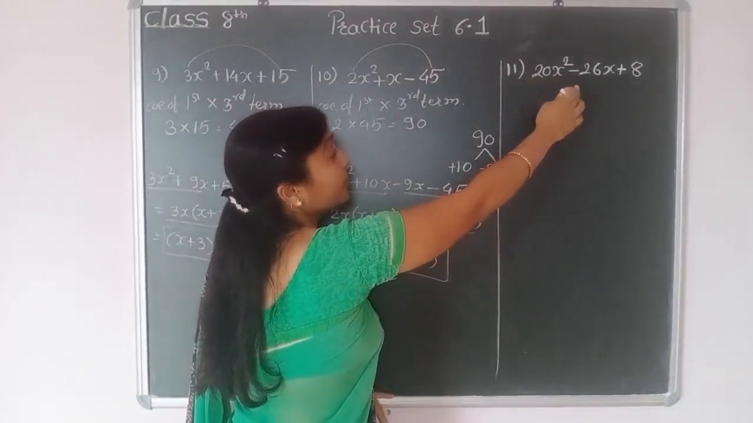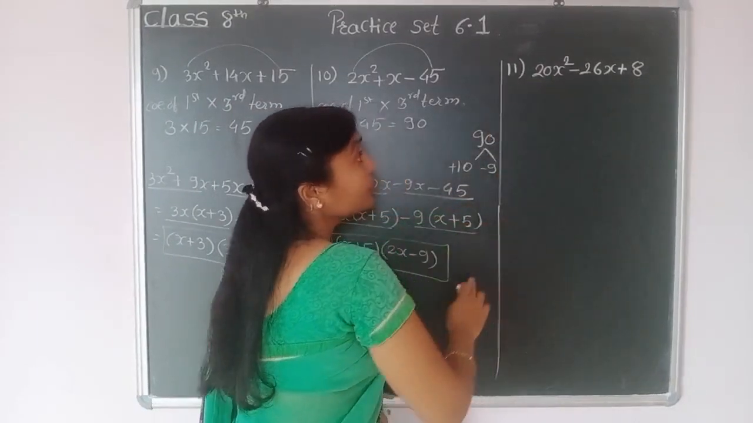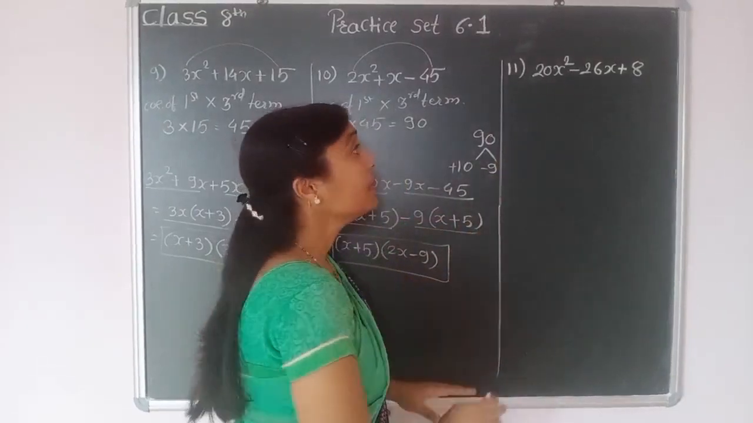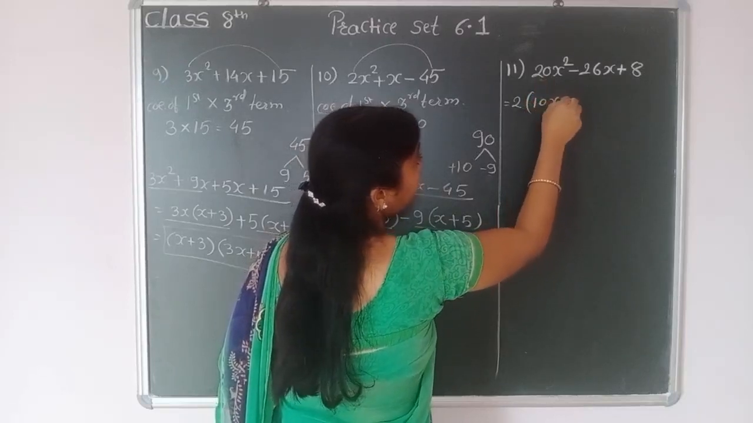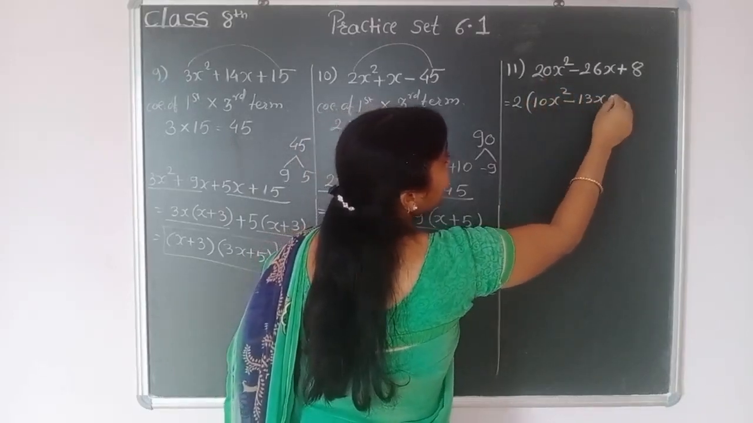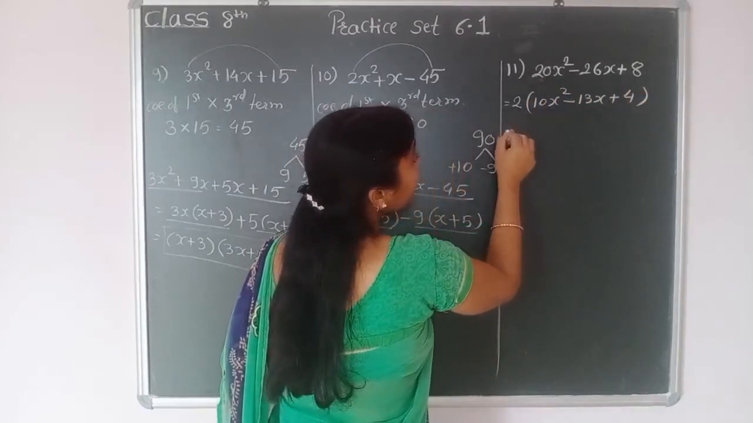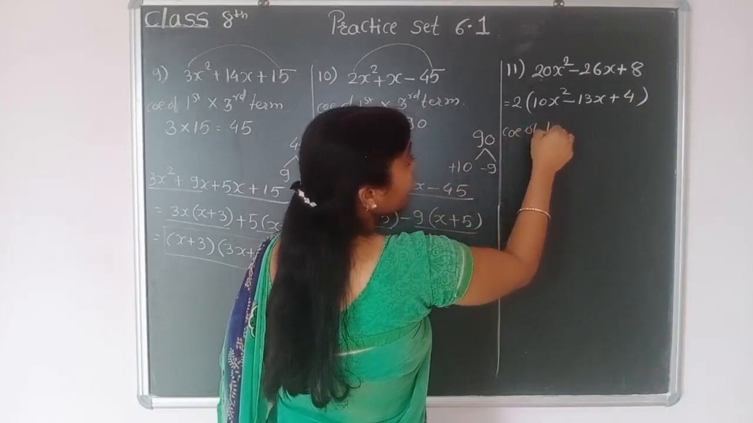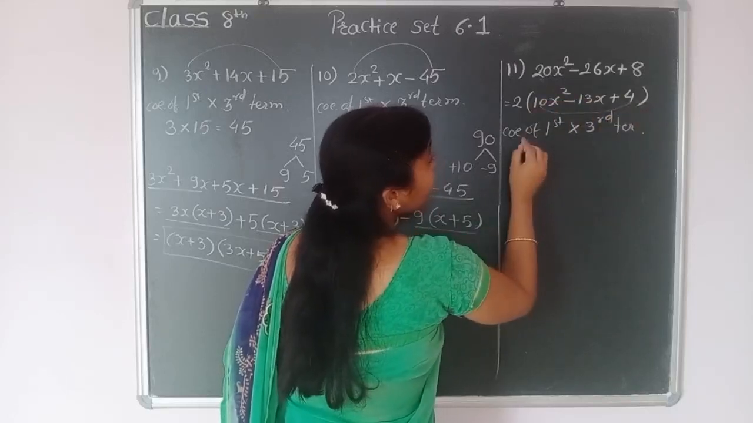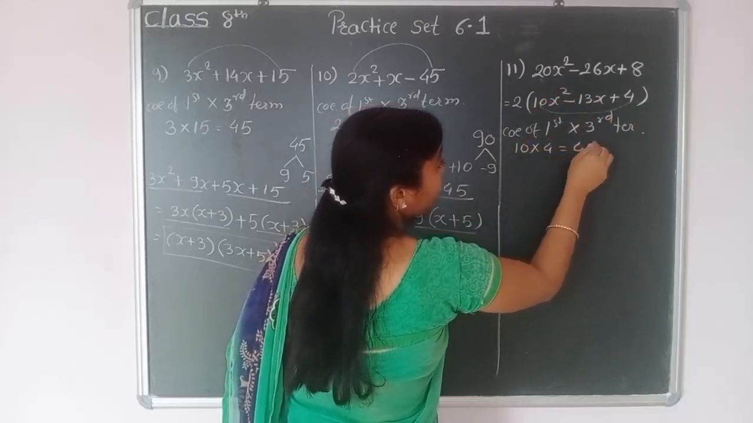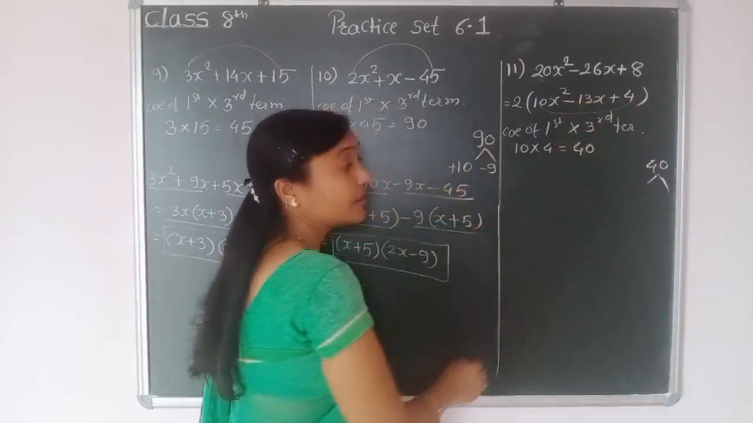Now we see the example number 11. 20x square minus 26x plus 8. Now, here we take the common 2. In this bracket, 10x square minus 13x plus 4. And then, coefficient of first term into third term. 10 into 4. 10 into 4. 40. So you find out the factors of 40 whose sum is 13.